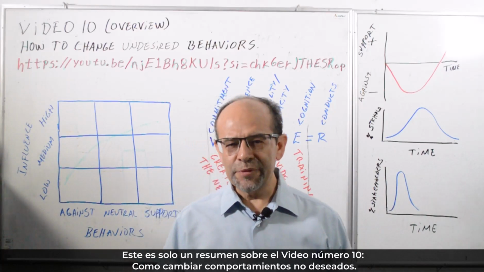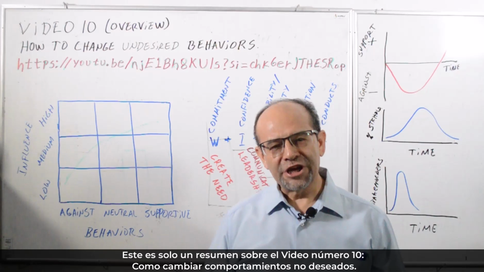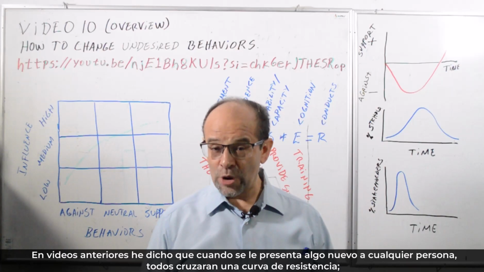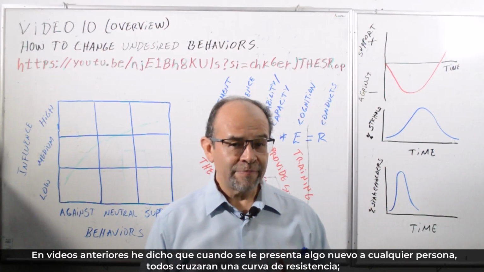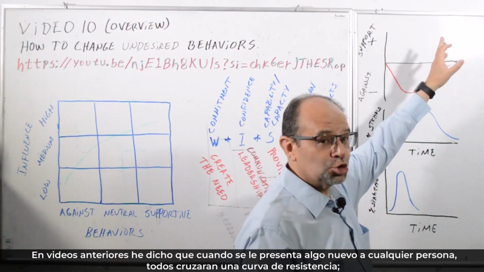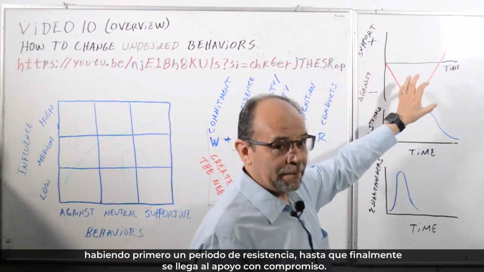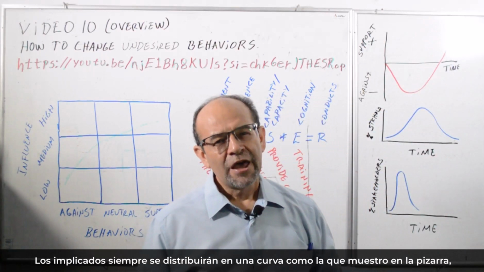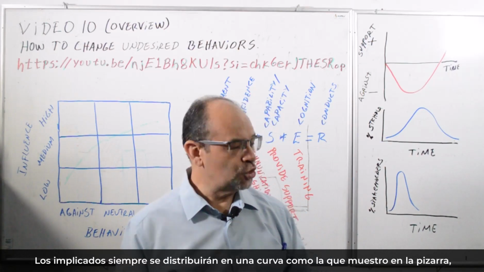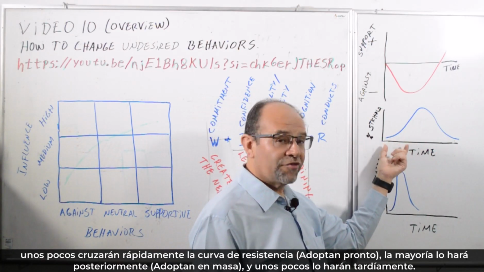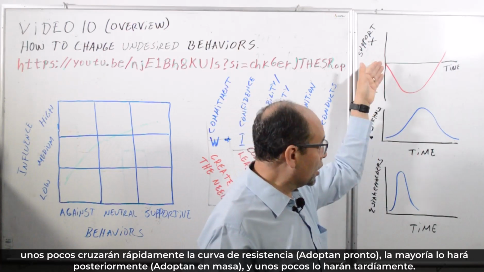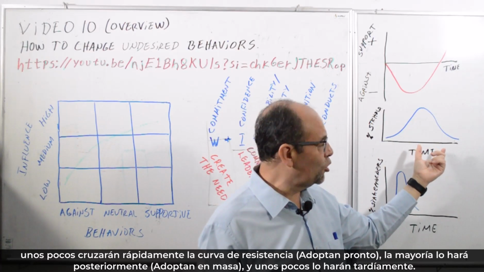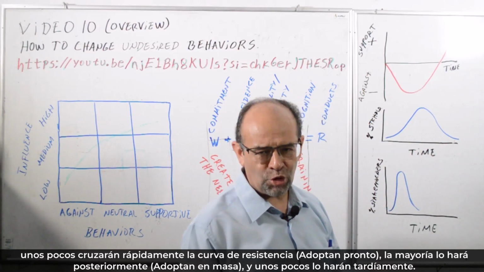This is just an overview to video number 10, how to change undesired behaviors. In previous videos, I have said that when anything new is presented to anyone, everyone will cross a resistance to change curve. There will be a period of resistance, and then finally there will be committed support. Always the stakeholders will be distributed in a curve like this one. Some of them will be early adopters, very quickly will cross the resistance to change curve. Many of them, most of them will be the mass adopters, and few of them will be the late adopters.